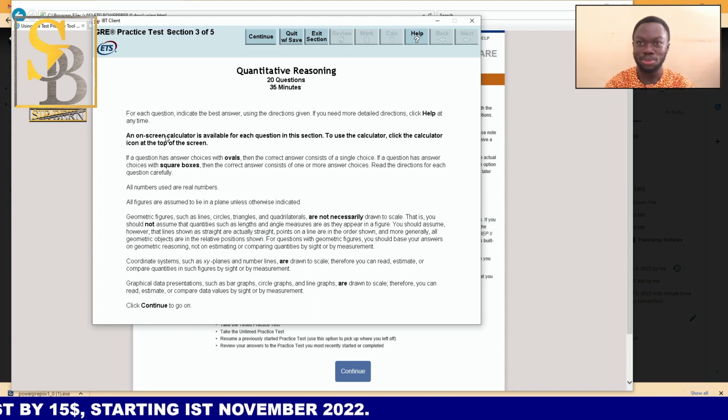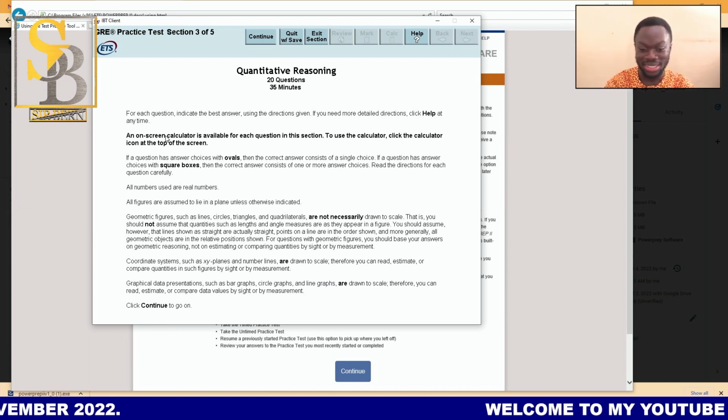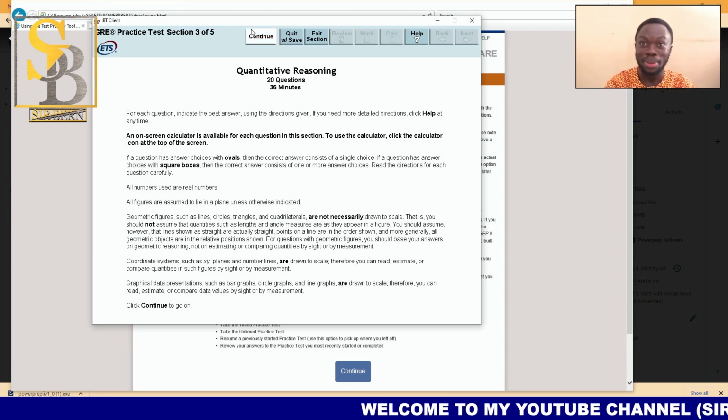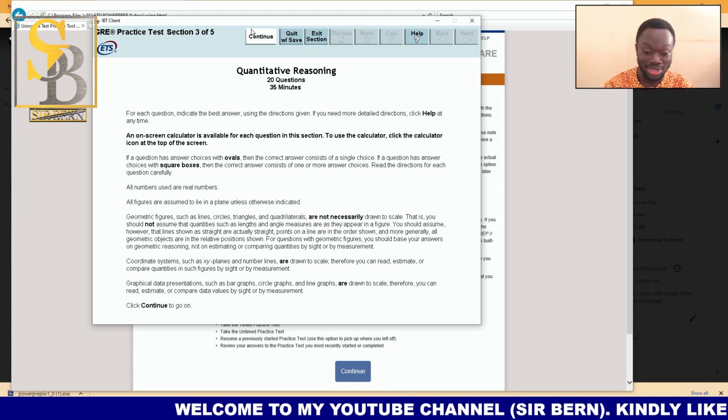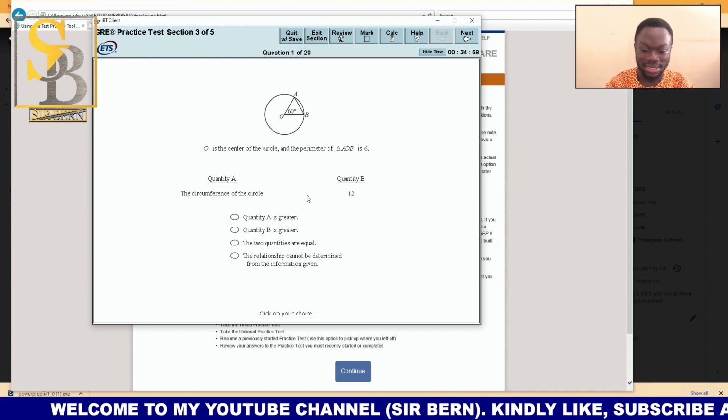So they are saying that for math there's also an on-screen calculator. That's the only calculator you're going to get. You cannot bring your own calculator. They just give an on-screen calculator that can do plus, minus, division, multiplication, or maybe square root. So we see that from here. Continue. They are giving us this prompt.